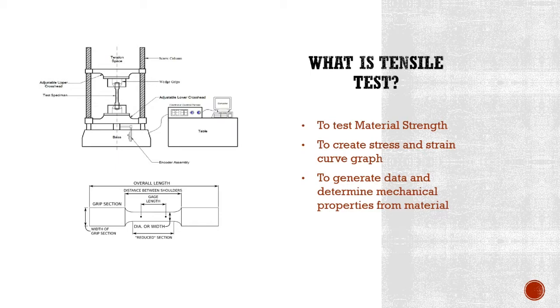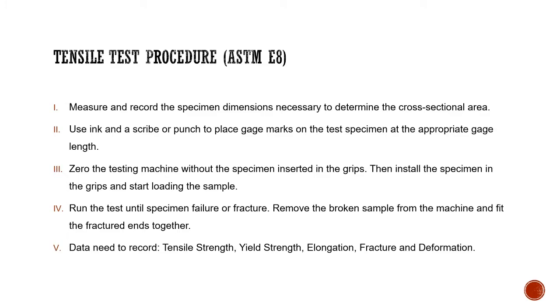On the left side of the slide, we can see the scheme of the tensile test setup. To start the experiment, you have to follow the correct procedure. First step, measure and record the specimen's dimensions necessary to determine the cross-sectional area. Second step, use ink and a scribe or punch to place gauge marks on the test specimens at the appropriate gauge length.